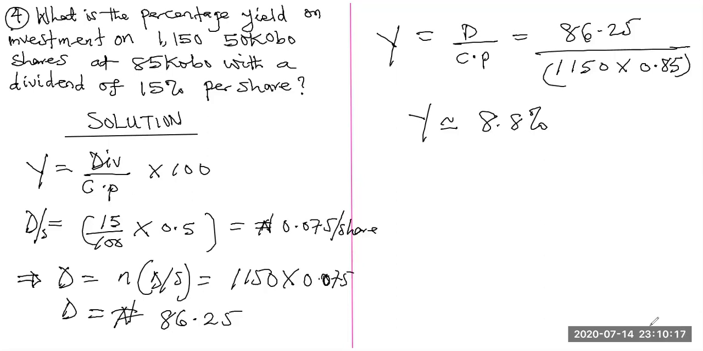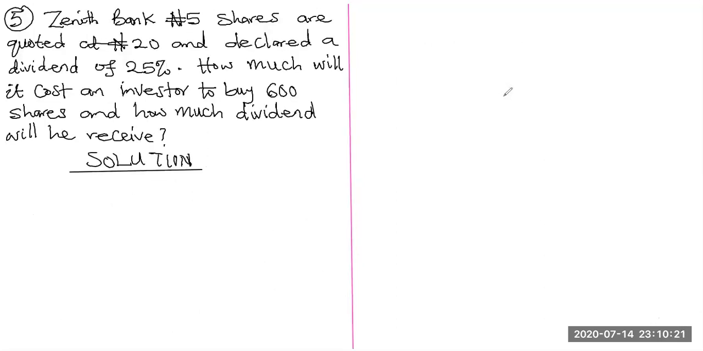Question 5. It says Zenith Bank 5 naira shares. That's the name of the shares. Zenith Bank shares are quoted at 20 naira. Zenith Bank is a very big bank, a giant bank in Africa, they have branches all over the world. So Zenith Bank 5 naira shares are quoted at 20 naira and declared a dividend of 25% at the end of the year. How much will it cost an investor to buy 600 shares, and how much dividend will he receive?